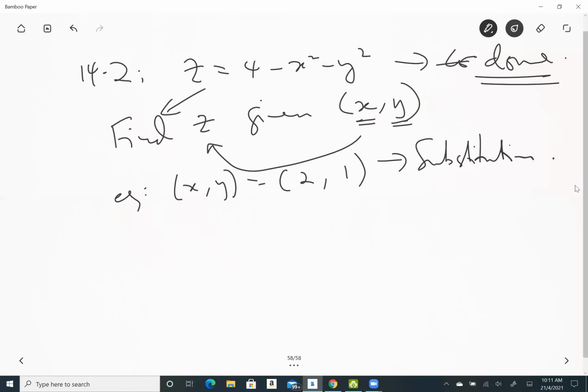There is no new method. The method is already something that we learned. So you substitute, what I get will be z equal to 4 minus 2 squared minus 1 squared. So you get whatever the value is. So that's how we find the value of the function given certain values of x and y. You can do this kind of example in 14.1. Later on, I give you some questions. Now the application, don't worry about that.